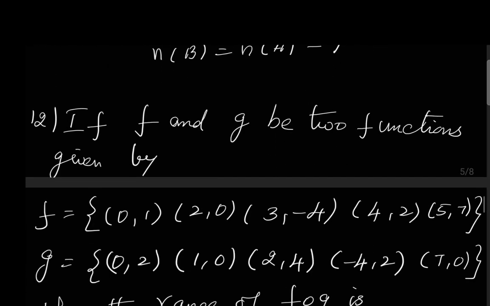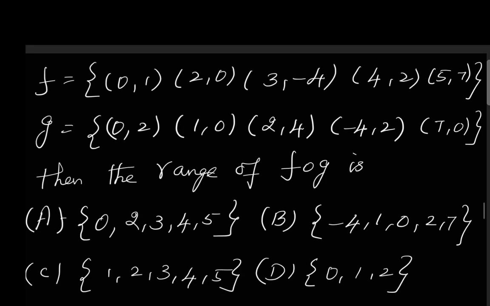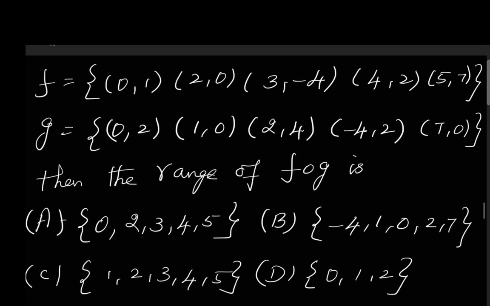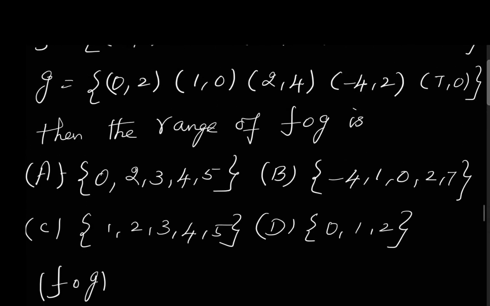Next is, if f and g are two functions given by f = {(0, 1), (2, 0), (3, -4), (4, 2), (5, 7)} and g = {(0, 2), (1, 0), (2, 4), (-4, 2), (7, 0)}. Then the range of f. Here they have given the function f and function g. You have to find f dot g.